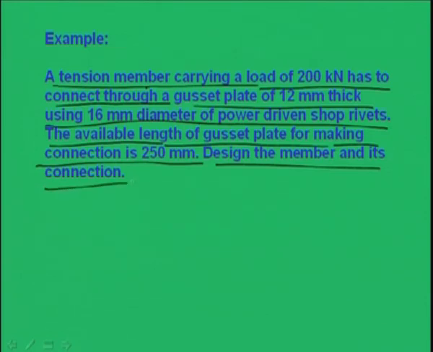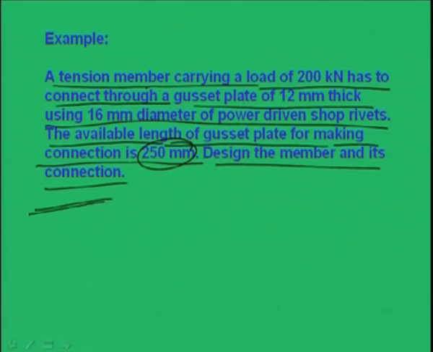So, what is different from the other example? The other example means the one we showed in the previous lecture. So, what is the difference here? The difference is this restriction, that the gusset plate for making the connection is restricted to 250 millimeter length. The available length of gusset plate is 250 millimeter.